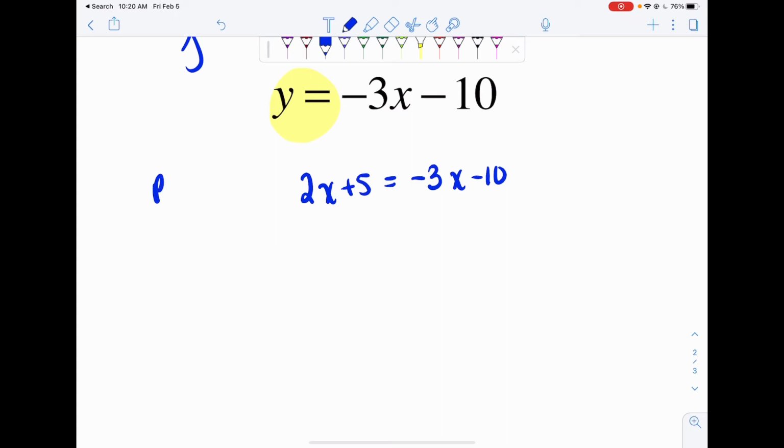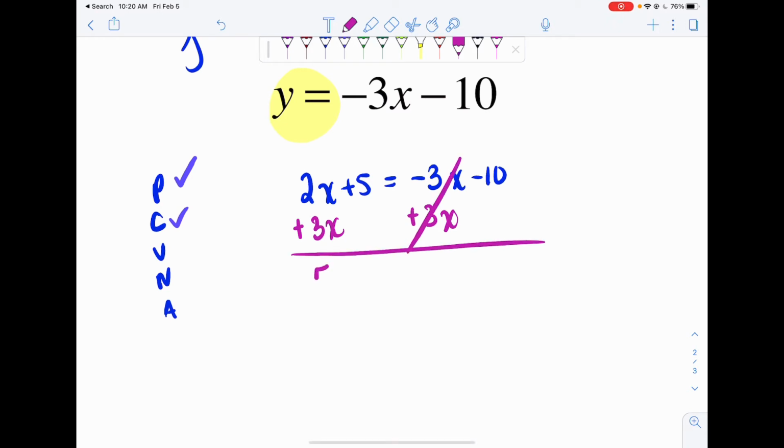If I do my P, C, V, N, A, I don't have any parentheses. Can't combine a 2x and a 5. Can't combine a negative 3x and a negative 10. Are all my x's on one side? Nope, because I have an x here and an x here. I like to put my x's on the left-hand side of my equation. So I have to ask myself, how do I get rid of a minus 3x? I'm going to add 3x to both sides. I then get 5x plus 5 equals negative 10. All my x's are on the left-hand side.